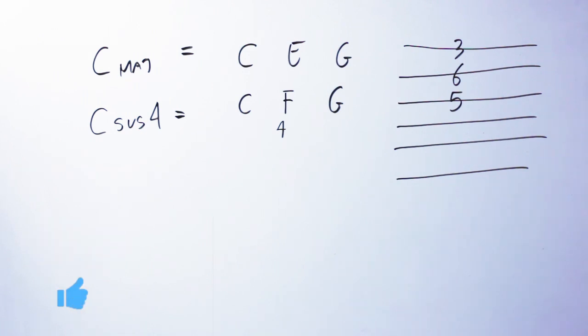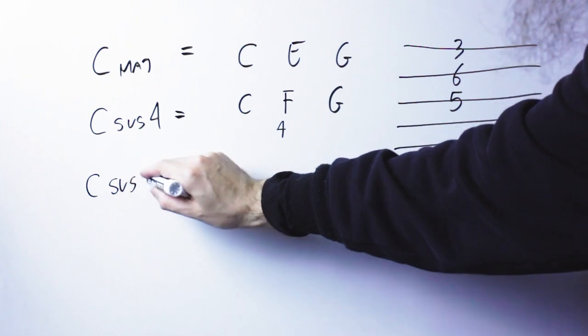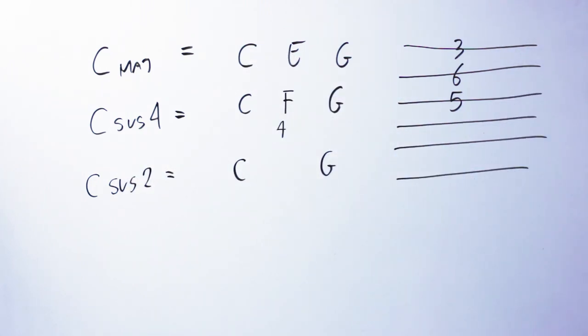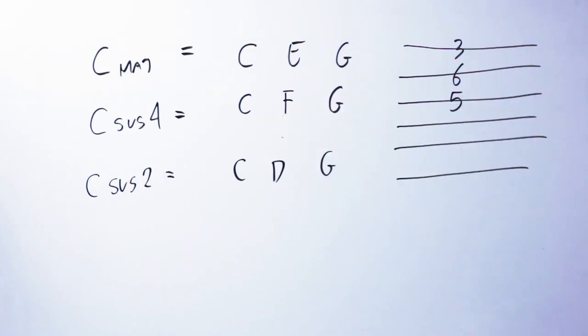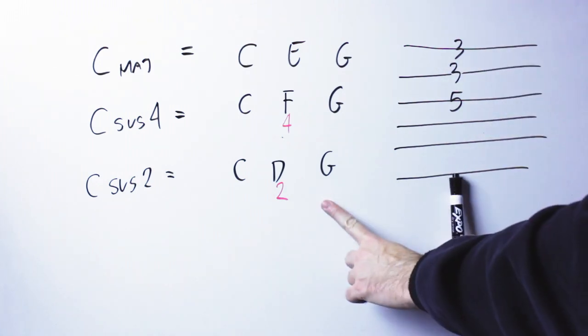What about a suspended second chord instead? Well, the procedure is similar. We start with a C major chord, we eliminate the middle note, and instead we write a second here, which is a D note. So if I play a C, D, and G, I am playing a C suspended second chord.